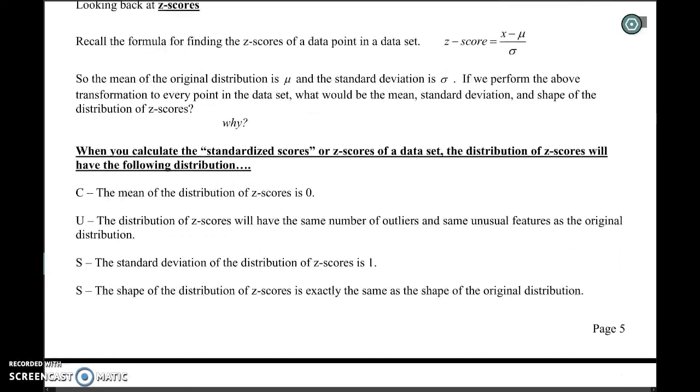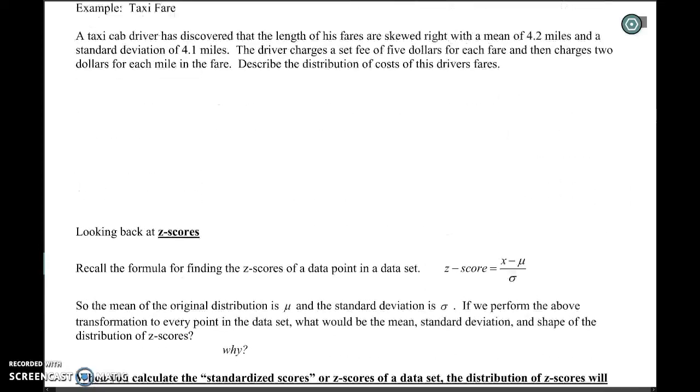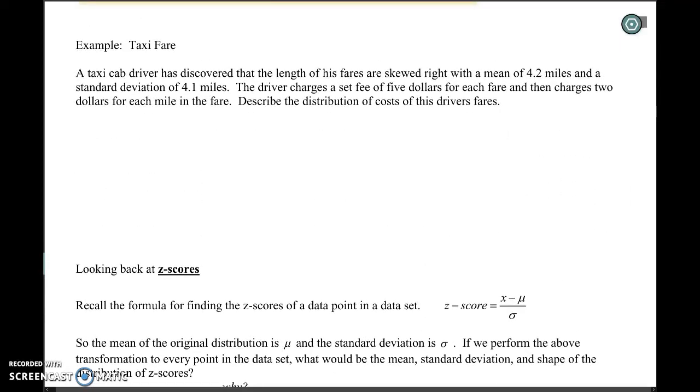So an example here, and well, we got about 4 minutes. Can we get through this? A taxi cab driver has discovered that the length of his fares are skewed right with a mean of 4.2 miles and a standard deviation.